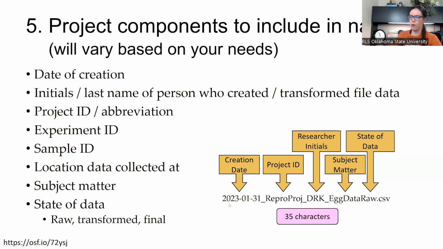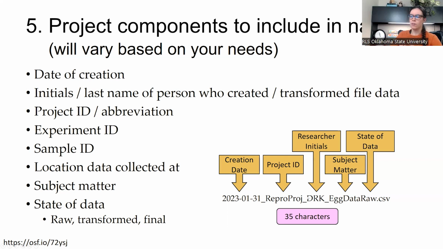In this pretend scenario, I'm planning on having a lot of similar files like this generated, and it's important to me to be able to distinguish between the different dates that these files were created on. So I put that first so I can take advantage of my file sorting to order these chronologically. And so I've got that date formatted year, two-digit month, two-digit day. I've separated it from the next component with an underscore. And my project ID, I've abbreviated here as reproproj. Again, separated from the next element with an underscore.